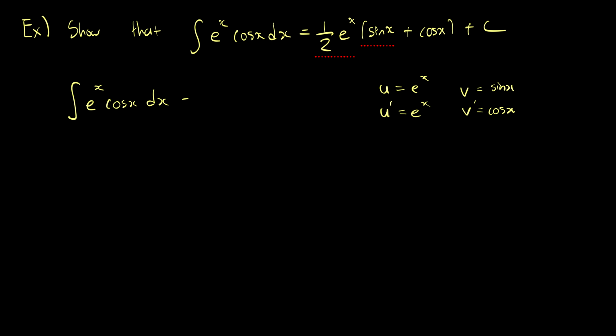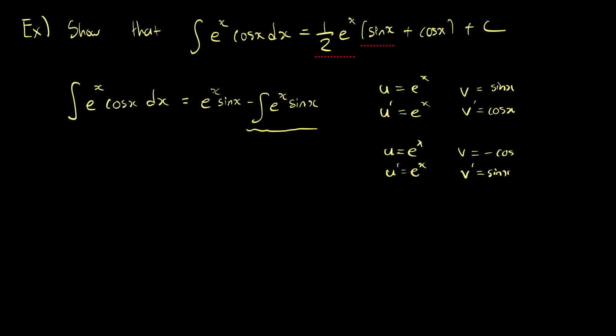So let's go ahead and integrate this by parts. So this is going to be e to the x sin x minus the integral of e to the x sin x dx, just like that. And now what you see is this other integral that I am also going to integrate by parts again. So in this case, I'm going to say that u equals e to the x, u prime is also e to the x, and now v prime is equal to sin x, where v is equal to negative cos x. So let's go ahead and integrate that accordingly.